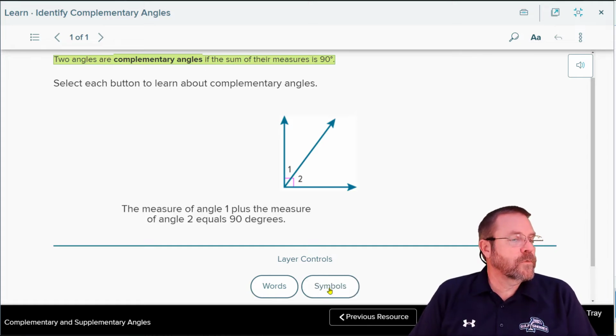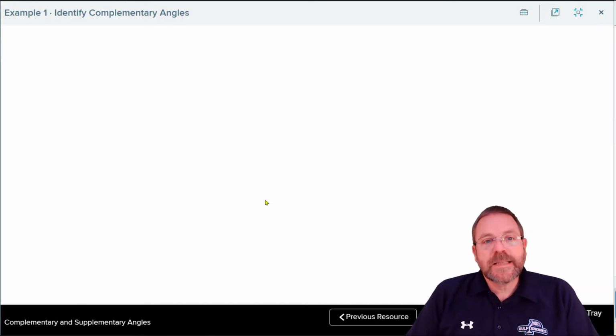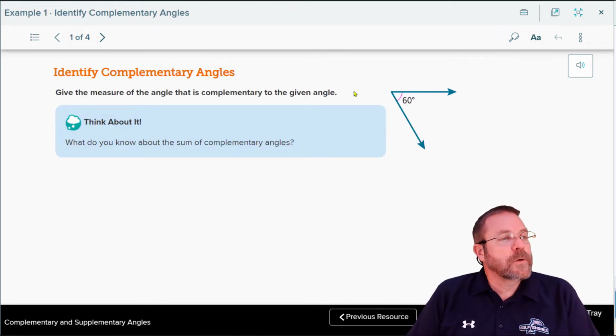Moving on to symbols, we could say that the measure of angle 1 plus the measure of angle 2 equals 90 degrees, and that would be a formula you would use to find the missing angle of either one of these two angles. Moving forward to example 1, it's going to tell us, give the measure of the angle that is complementary to the given angle.